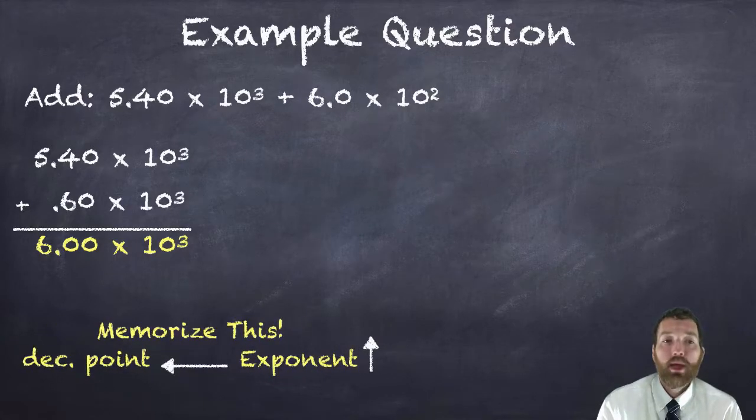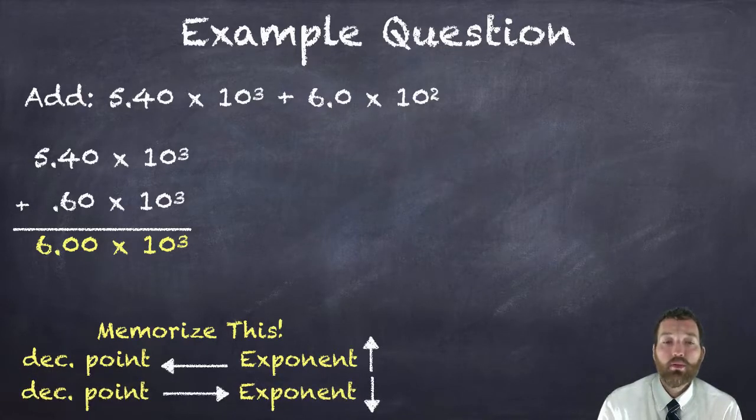Okay, I want you to memorize this. If you move the decimal point of a number in scientific notation to the left, the exponent increases. If you move the decimal point over to the right, the exponent decreases.